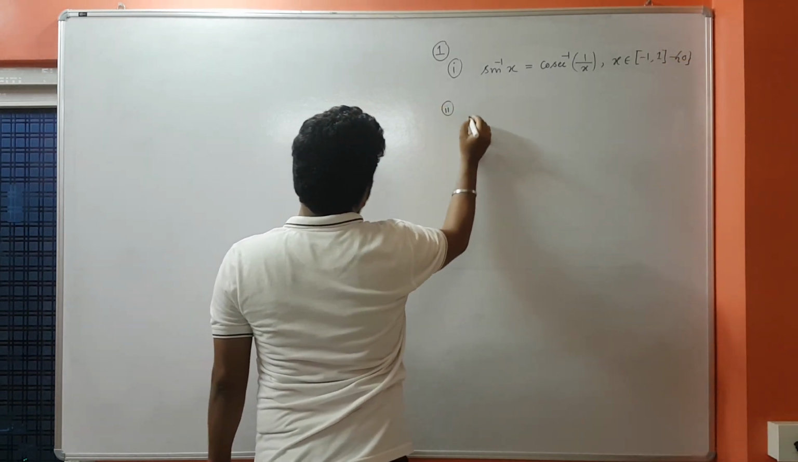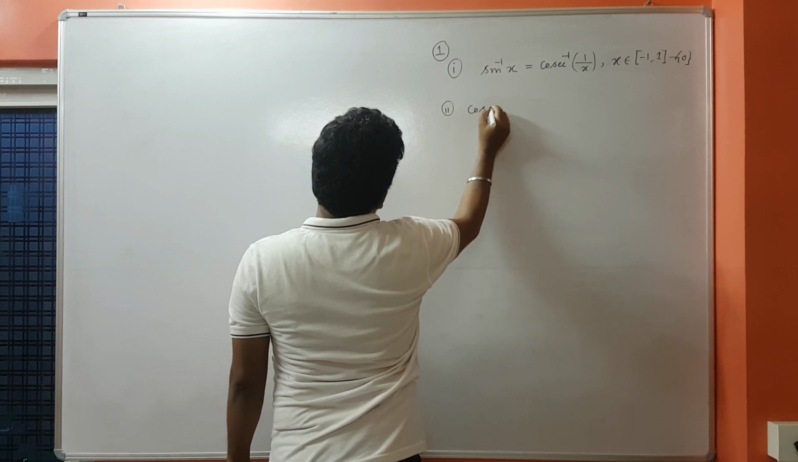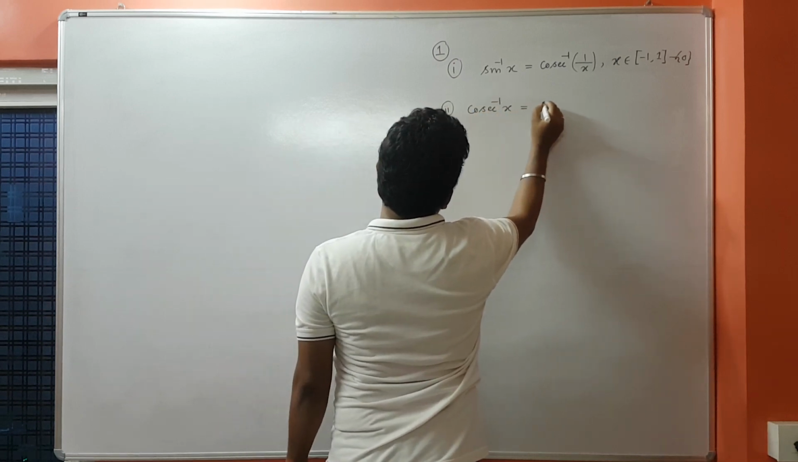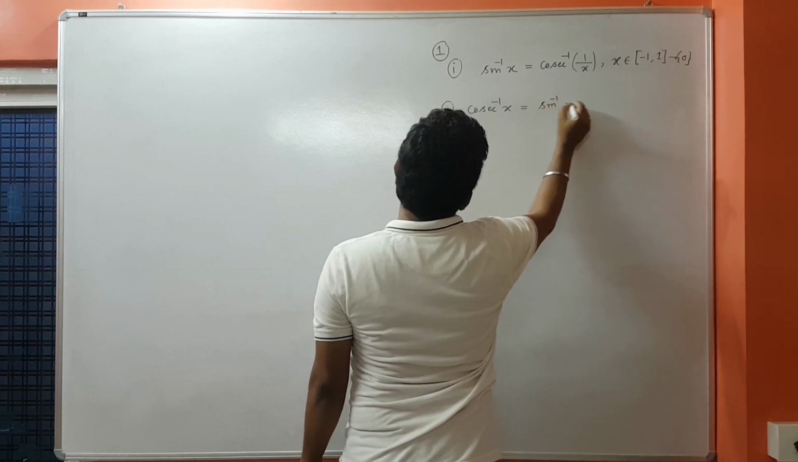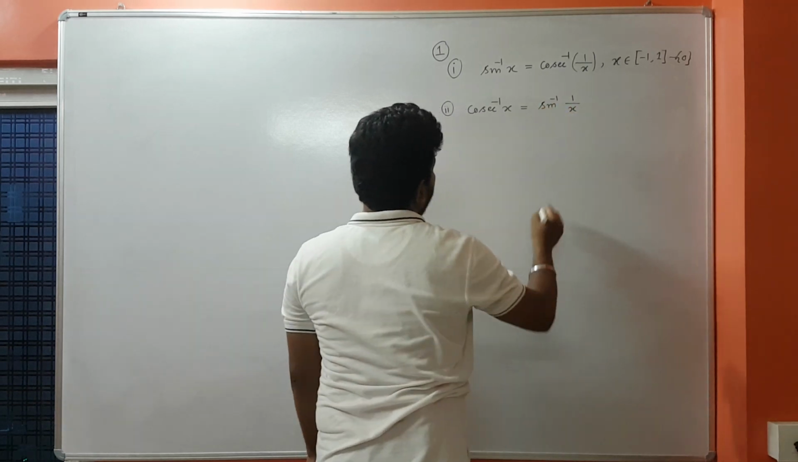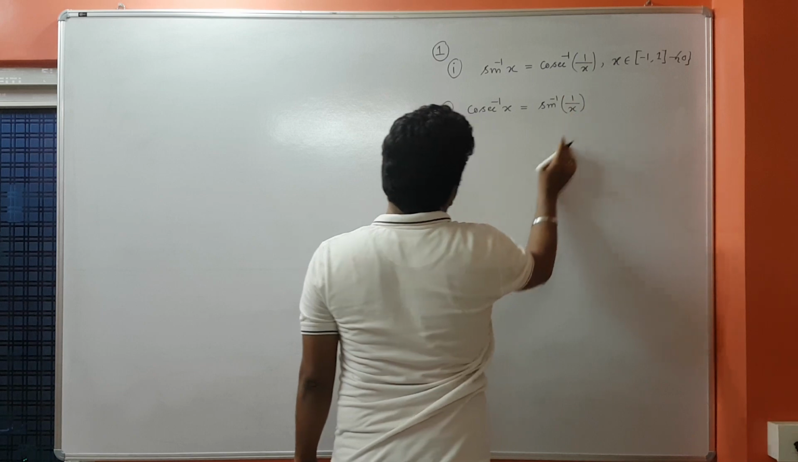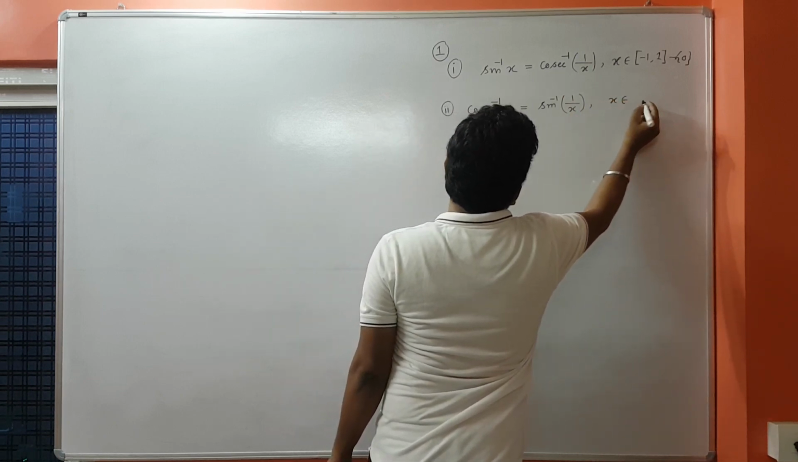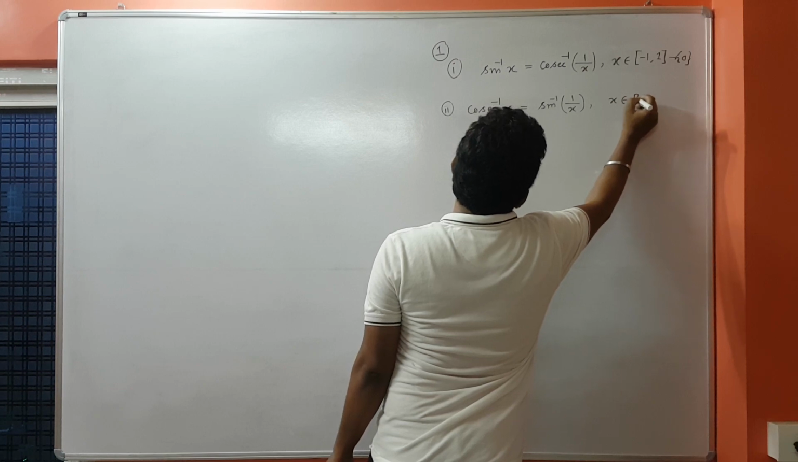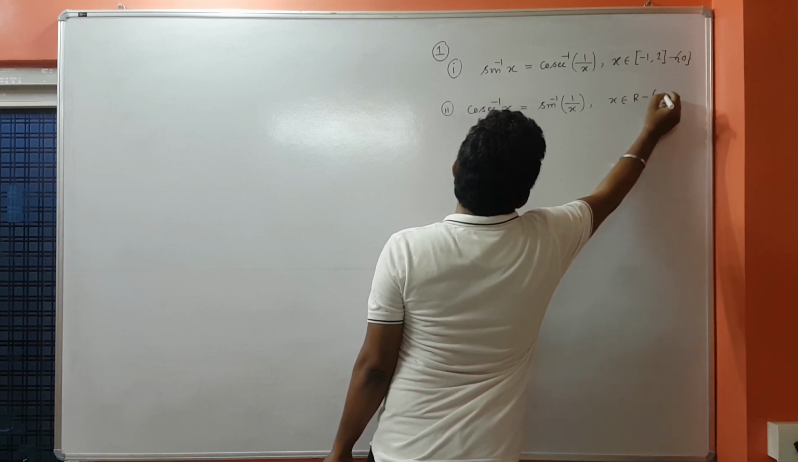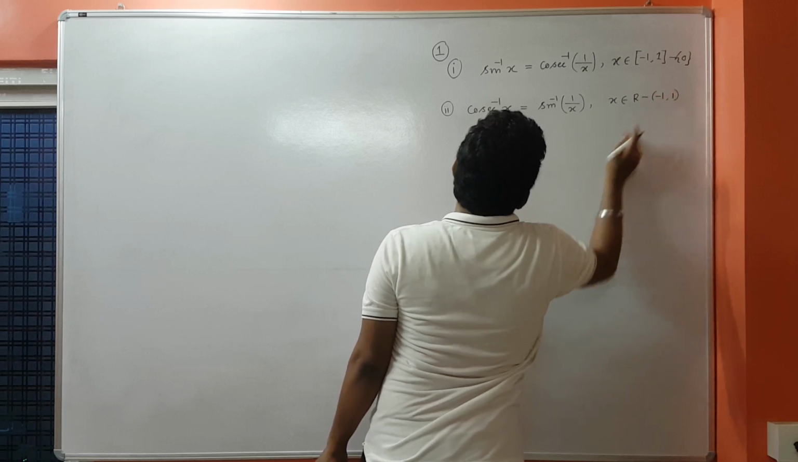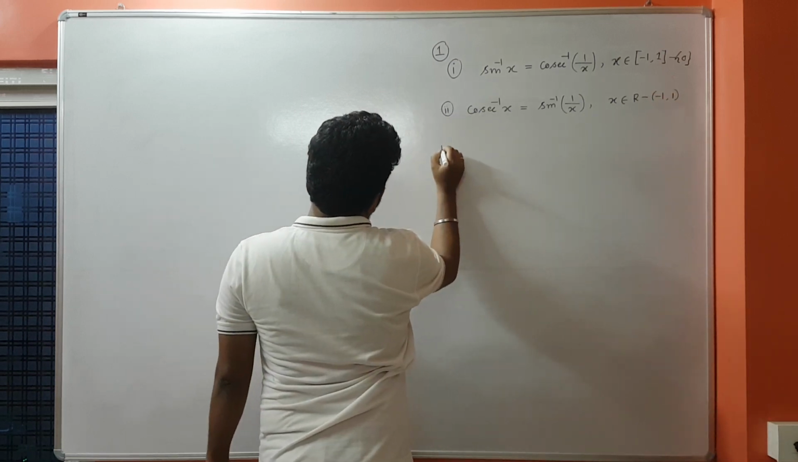Number 2, cosec inverse x is equal to sine inverse of 1 by x, where x belongs to R minus the open interval -1 to +1.